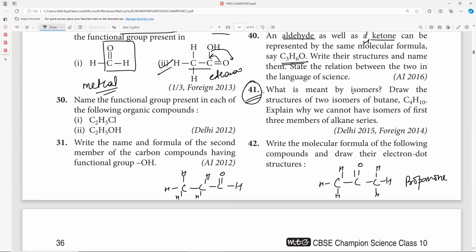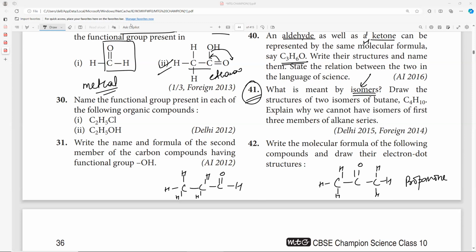What is meant by isomers? Can you tell me, Adil, Jobita, Jaslin, Tejasvi, Shweta, what is meant by isomers? Compounds which have the same chemical formula but different structural formula are known as isomers.